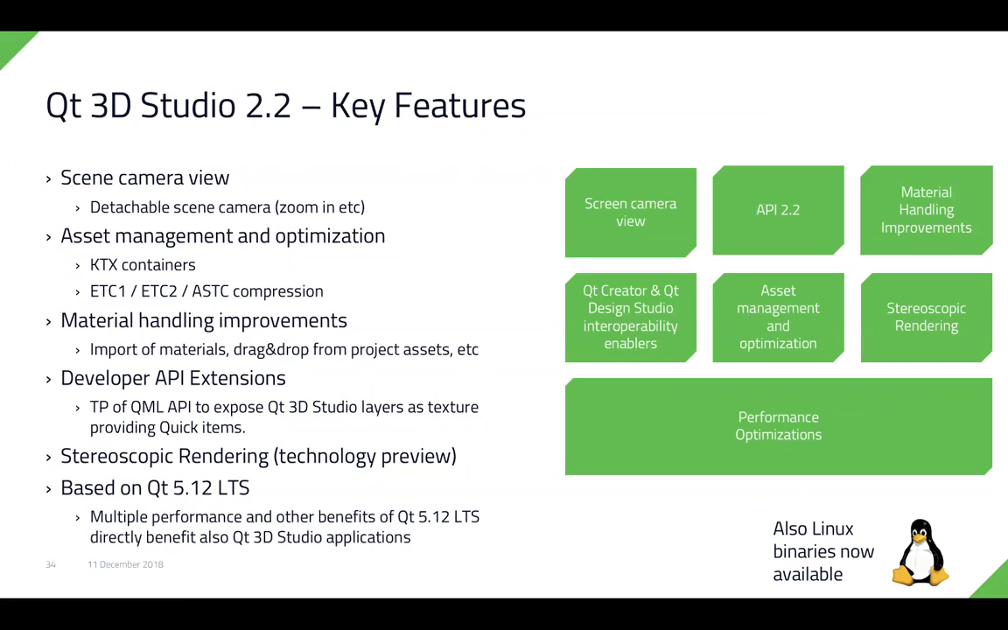And finally, Studio 2.2, which we are trying to get out within a week, is based on Qt 5.12 LTS. And as you remember, Lars was showing quite many performance benefits of Qt 5.12. Those are, of course, all benefiting the Studio applications as well. And we also have Linux binaries available with Studio 2.2. Linux has been working already before, in addition to Mac and Windows, but we didn't have pre-built binaries yet with Studio 2.1. Now we have them, like we have for our other tools. So that's good news for those who run these things on Linux.